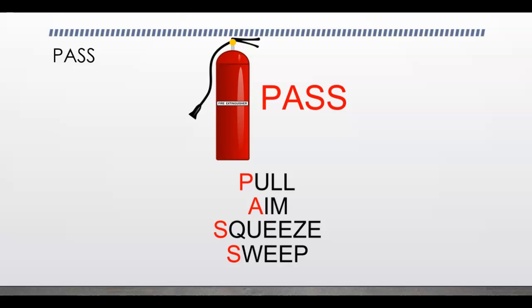This is the acronym for using a fire extinguisher. The first thing you would do, there's always a pin that has it locked. You would pull the pin. You would take and aim it towards the base of the fire. Then you're going to squeeze the handle up top. It will make the extinguishing agent come out, and you do it in a sweeping motion. So that's pull, aim, squeeze, and sweep.